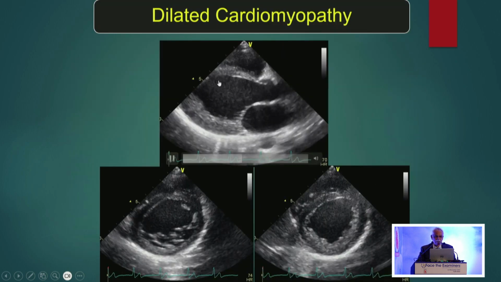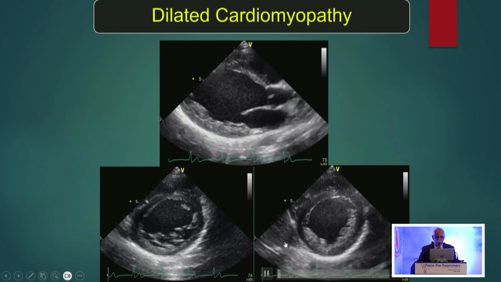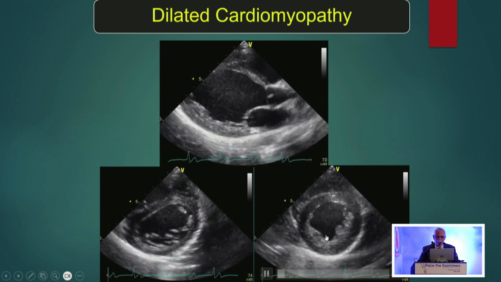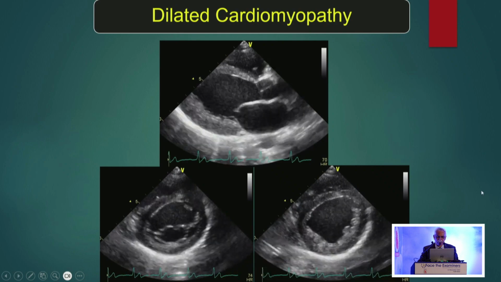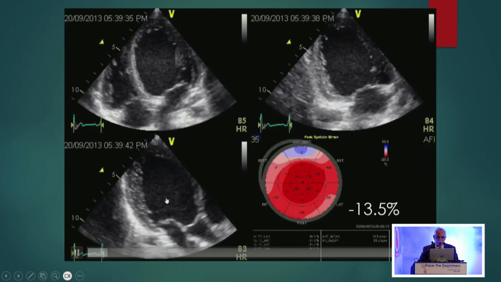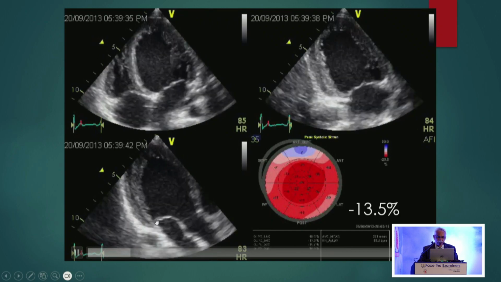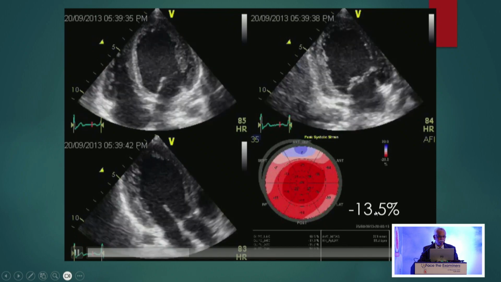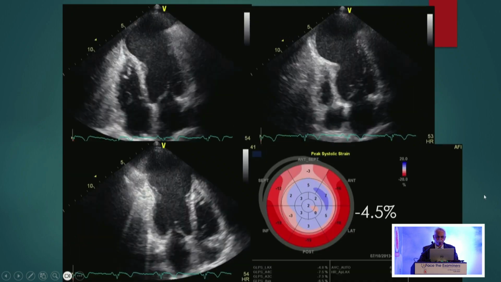This is another patient with dilated cardiomyopathy. You can see the contraction is diminished. It is not severe dysfunction. It will be mild to moderate left ventricular dysfunction in this patient. And if you look at the four-chamber view, you can identify again the mild left ventricular dysfunction due to dilated cardiomyopathy. The strain is minus 13.5 in this patient.